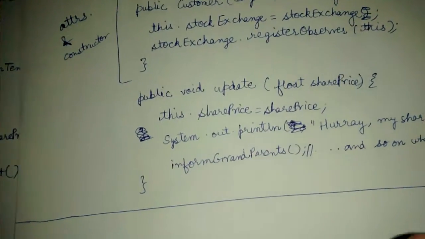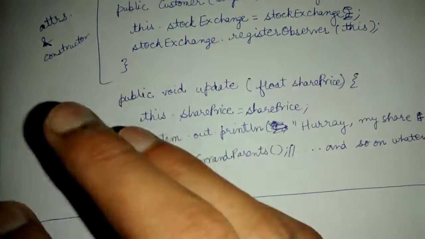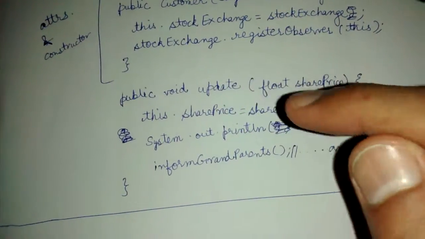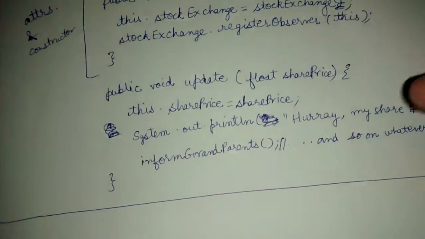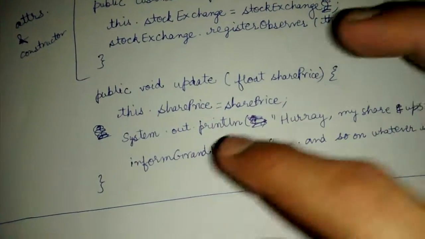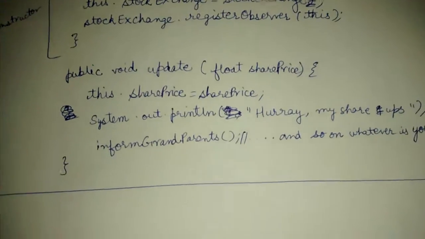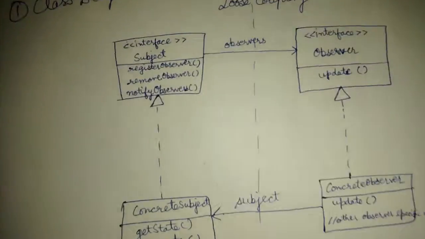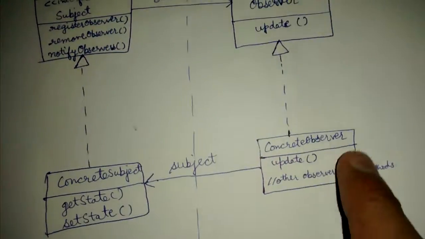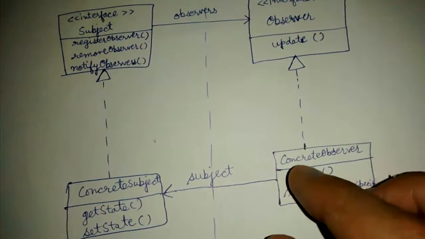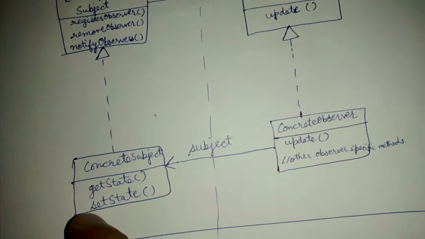So what is a must is all the observers must implement this update method. They can have their own implementations of this update, but they must implement this update method. So one can inform the grandparents, other can maybe inform parents, other can inform uncle, or somebody can do nothing, somebody can not even print this thing, and they can have their own implementations. But our subject is knowing only about this observer, and that this observer is having update method. The concrete observer can do whatever it wants in the update method, but it must implement this update method. That's the thing.